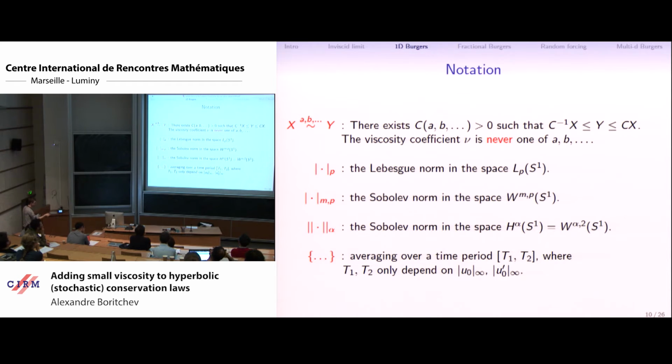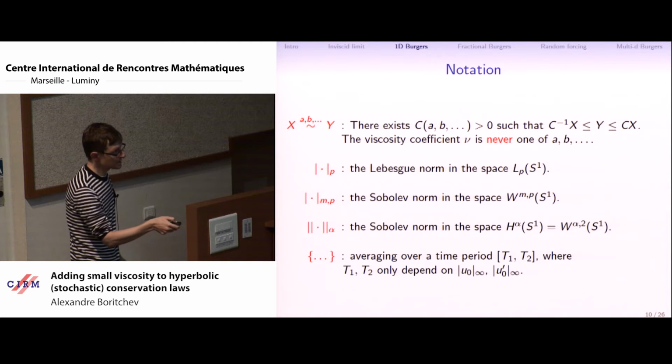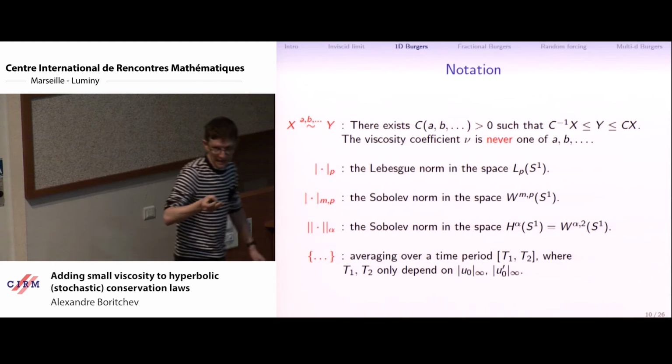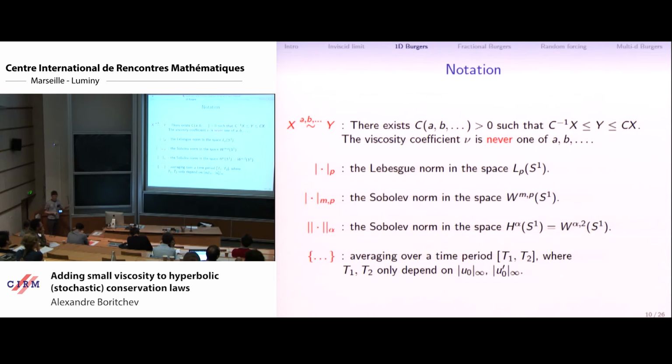This is just the usual Lebesgue norm in L^p. On the circle, it will become the torus later in the multidimensional case. This is the Sobolev norm in the space W^{m,p}, and since we have zero space average, it is equivalent to consider the Sobolev norm and the corresponding semi-norm. So the norm in the Lebesgue space L^p of the nth derivative in space.